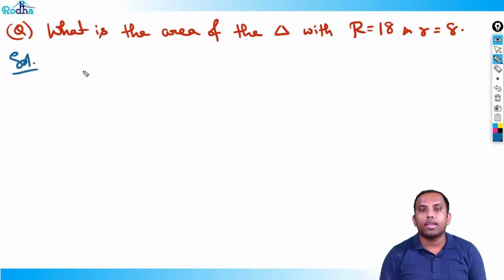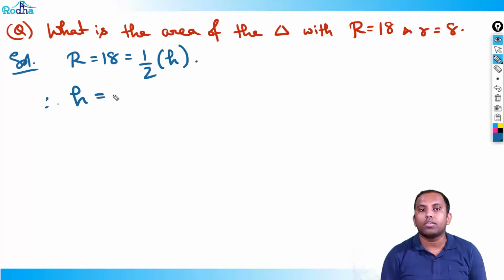Now we know that in any right angle triangle, the circumradius is 18 and it is half of the hypotenuse. So I can get the hypotenuse length, which is 36. So the length of the hypotenuse is 36. Now if the length of the hypotenuse is 36 and here small r is again 8. So again the inradius is what?